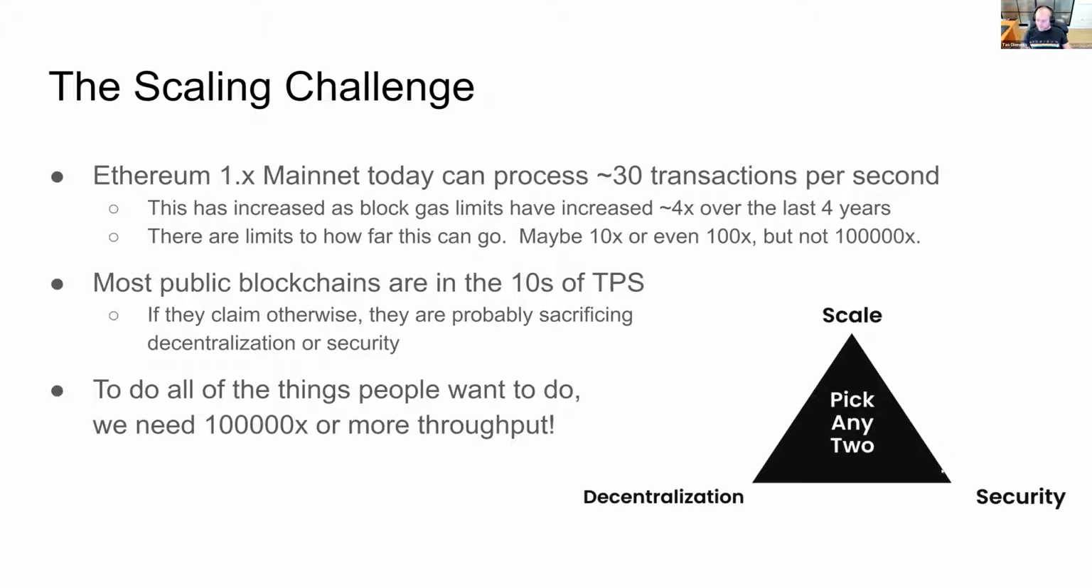And this is because of the scalability trilemma, which says that you can have 2 of the 3 of scale, security, and decentralization, but you can't have all 3 on a single shard at least. So generally, the so-called scalable public blockchains are sacrificing either decentralization or security in order to achieve that. But we want more capacity because we want to be able to do things that require high throughput, maybe hundreds of thousands of transactions per second, and we don't want to sacrifice on security or decentralization.